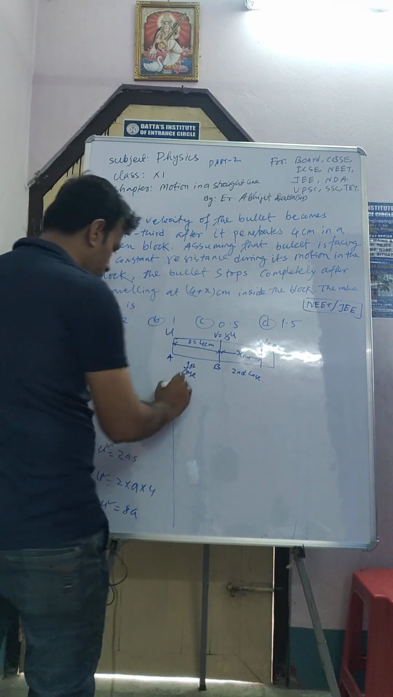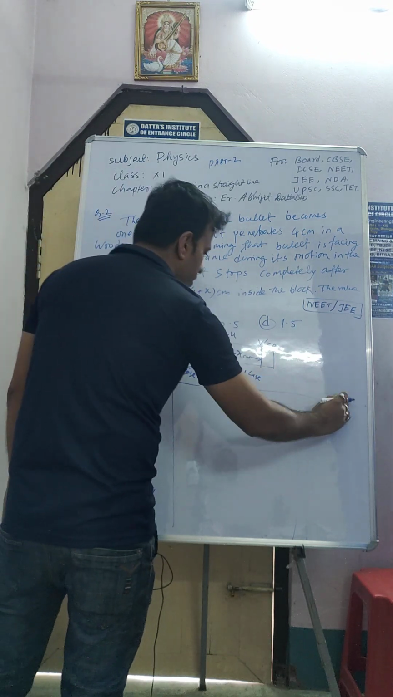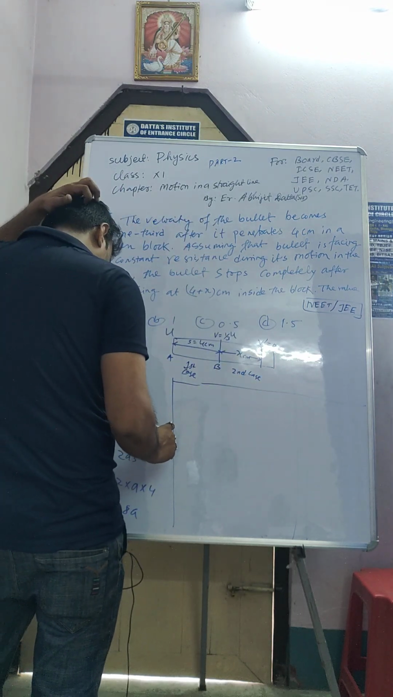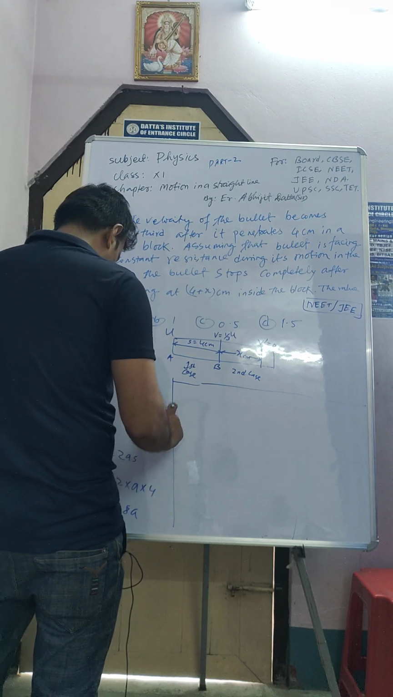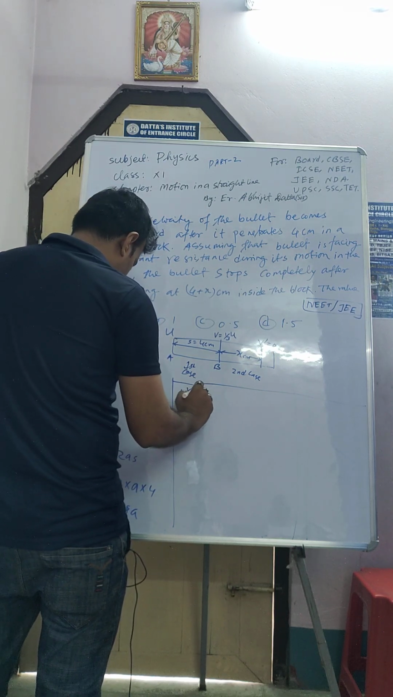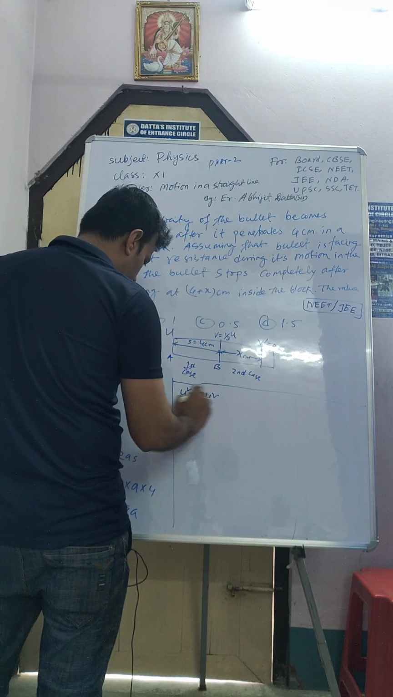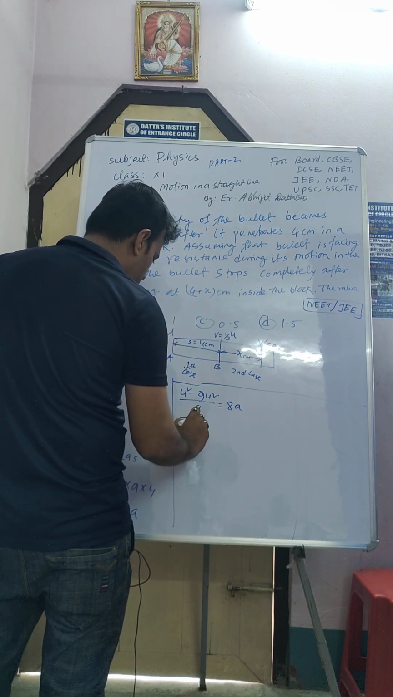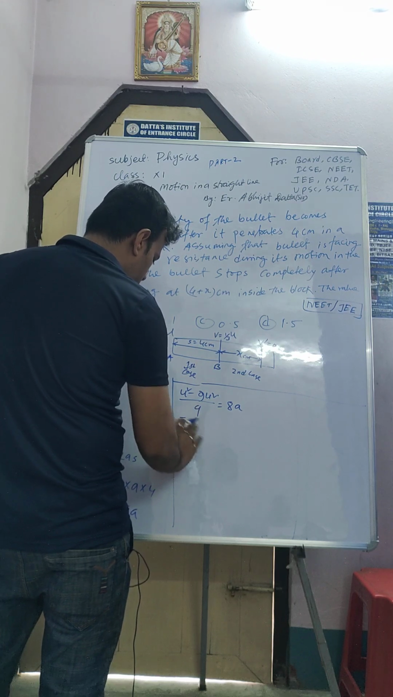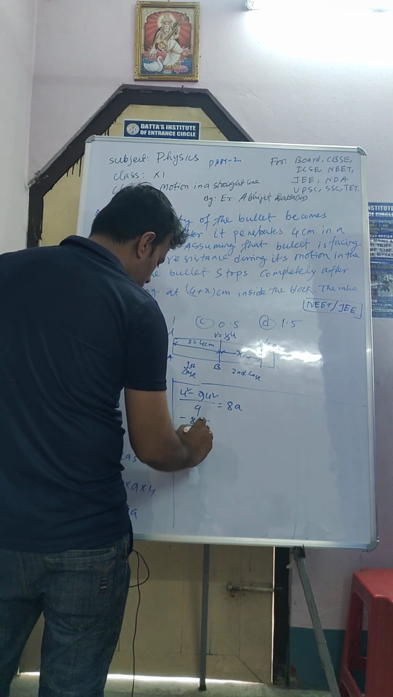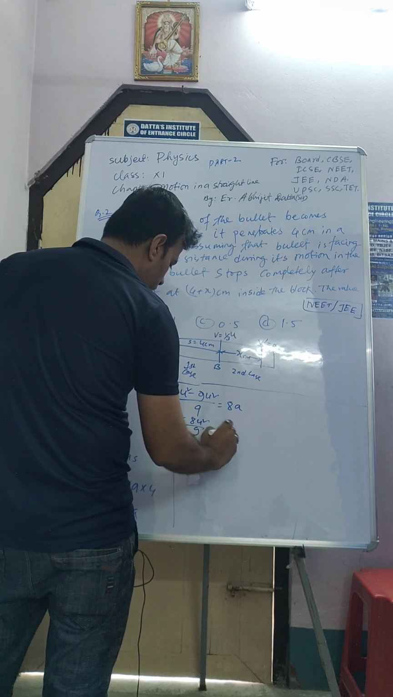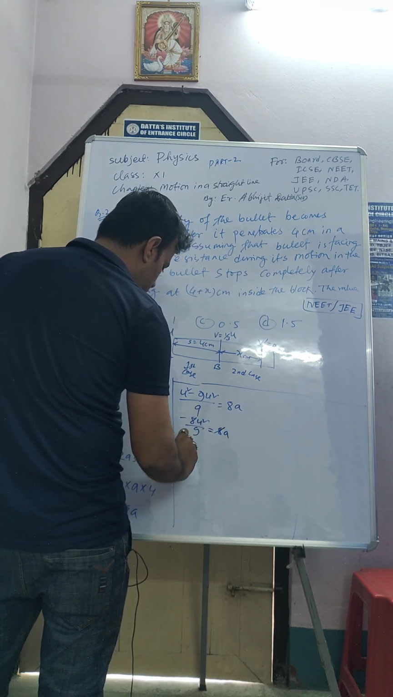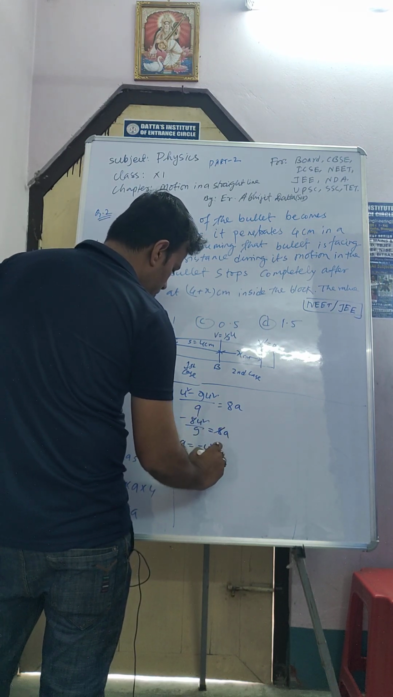Now take the LCM of this one: u square minus 9u square by 9 is equal to 8a. It will be minus 8u square by 9 equal to 8a. So 8 will be cancelled. So a will be minus u square by 9.